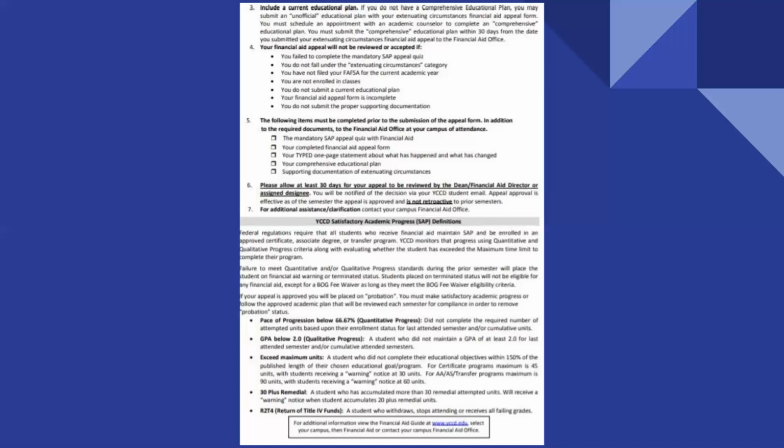Also, I'm going to go to the list of what we have near the bottom. Pace of progression below 66.67%, GPA below 2.0, exceeding maximum units, 30 plus remedial units, R2T4 returning Title IV funds. I also want to mention that if you are in a high unit major, such as nursing, rad tech, or vet tech, and you do not have extenuating circumstances, you may submit your appeal. Just explain in detail as to why you went over the 90 units.